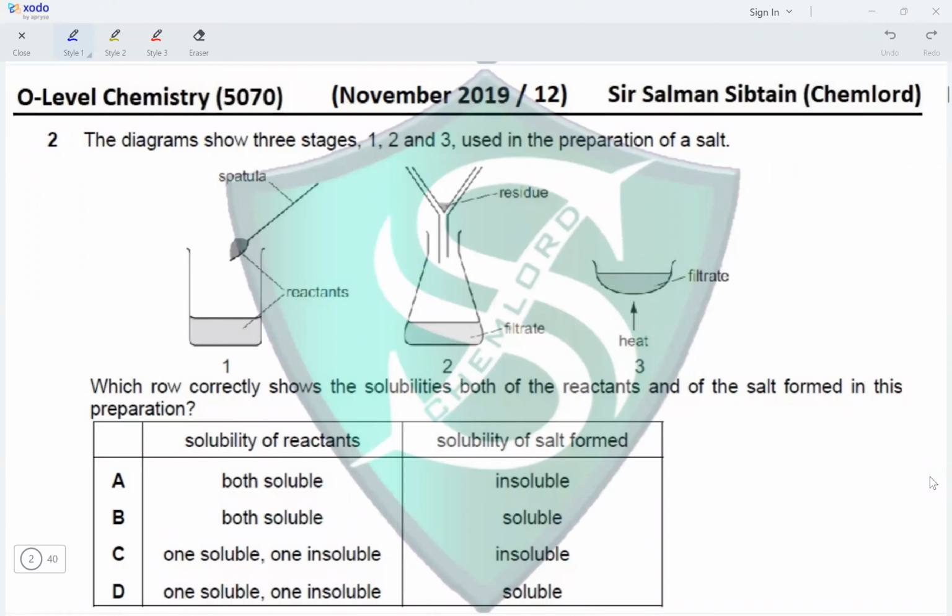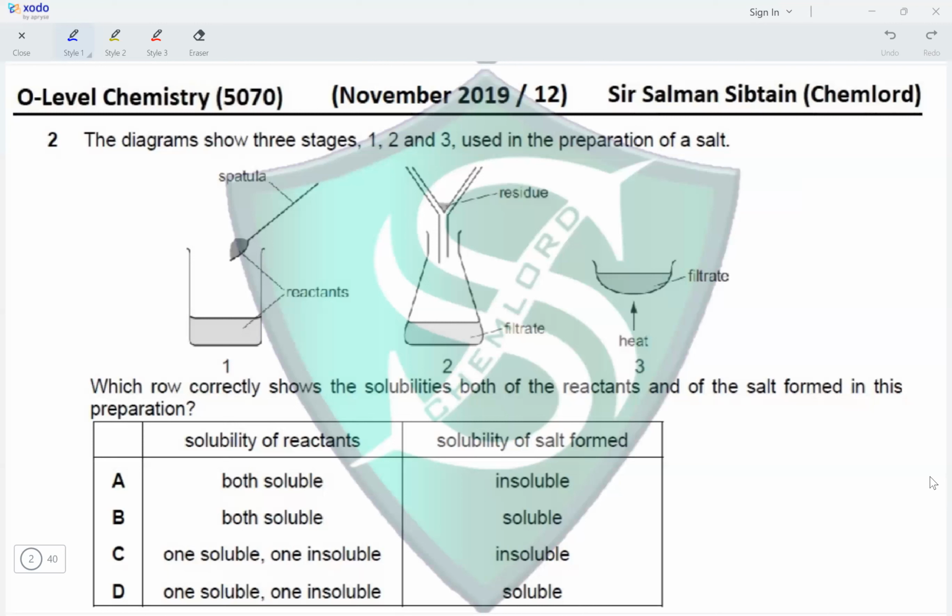Question 2. The diagram shows three stages, 1, 2, 3, used in the preparation of a salt. The first shows mixing of a solid in a liquid. Stage 2 shows filtering, separating the residue from the filtrate, and then heating the filtrate. So we are removing the residue and we are heating the filtrate to obtain crystals of the soluble salt. Which row correctly shows the solubilities both of the reactants and of the salt formed in this preparation?